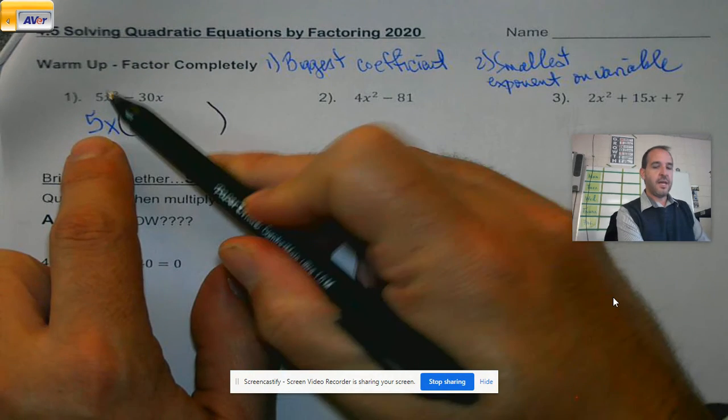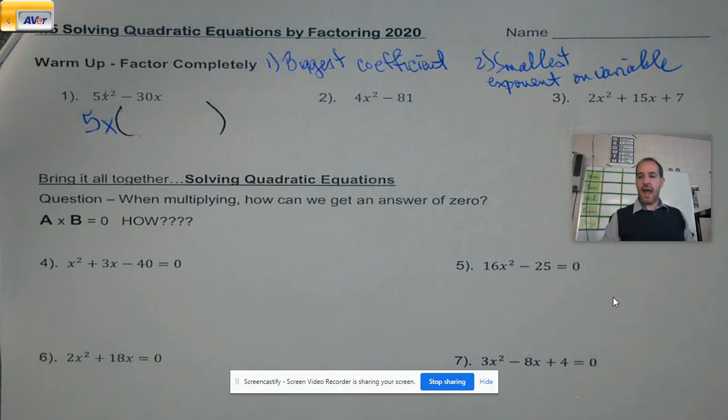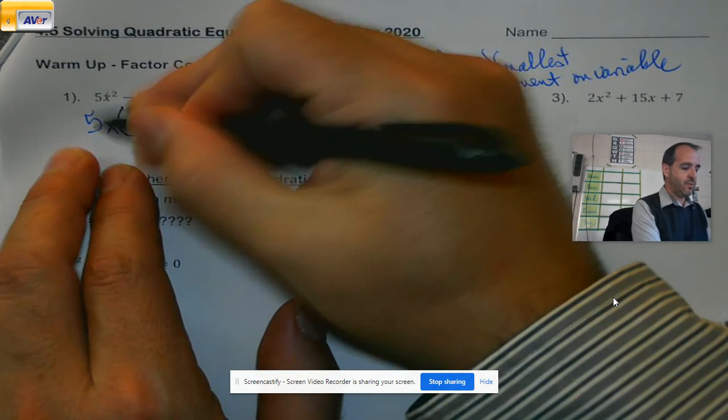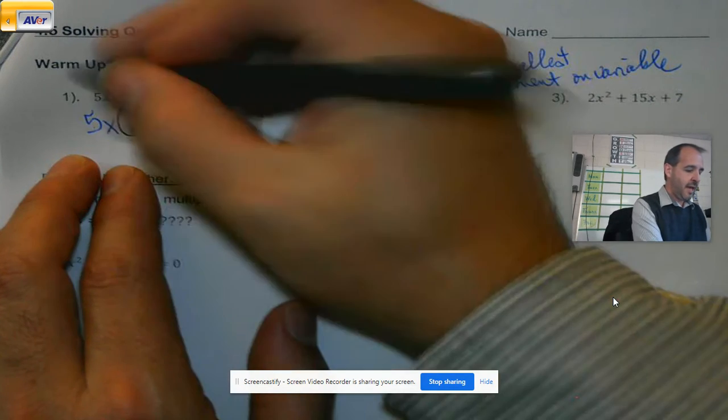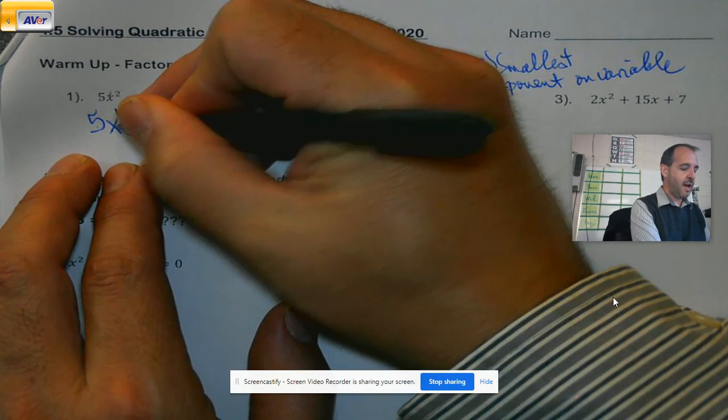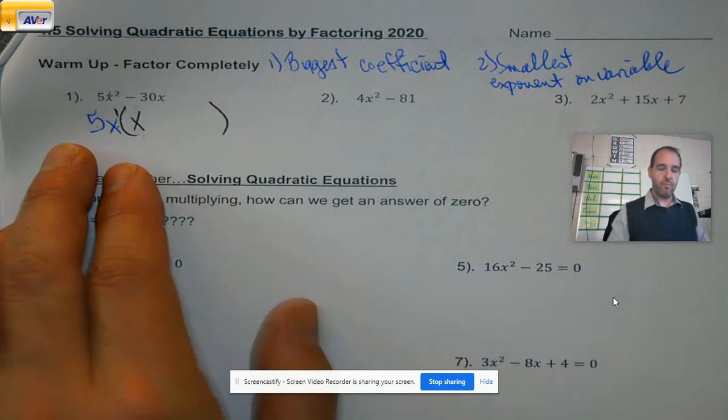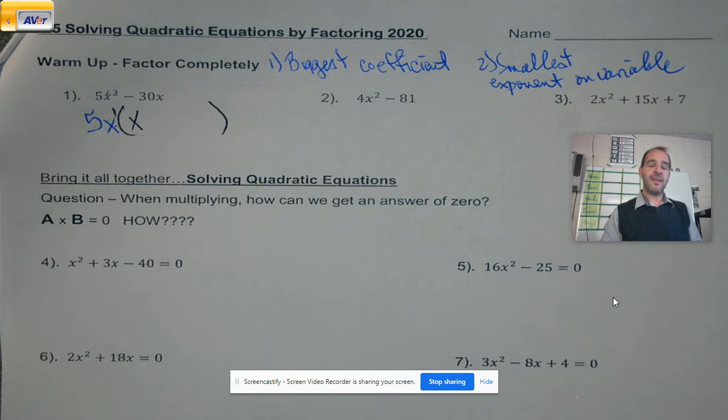How do I get from here to here? Now there's a couple of different ways you can tackle this. One of them is to just ask yourself, well, 5 times what gets me to 5? Well, 1. I can put the 1 if I want, but I don't have to. And if I have 1x here, how do I get to 2? I need 1 more. So you can kind of think of it as reversing the distributive property.